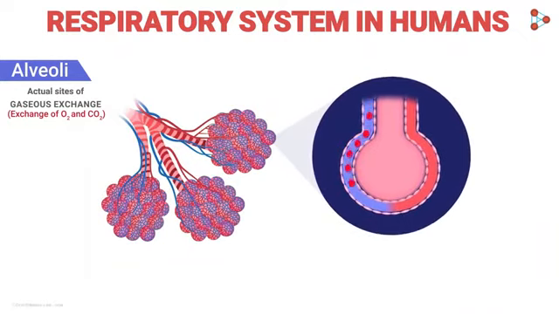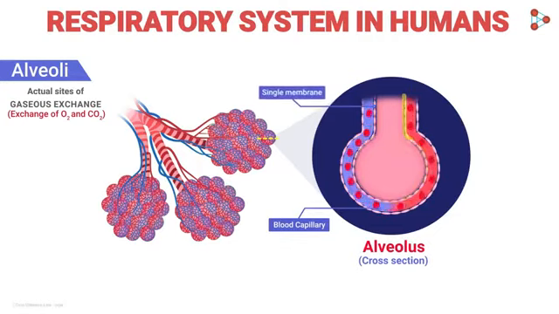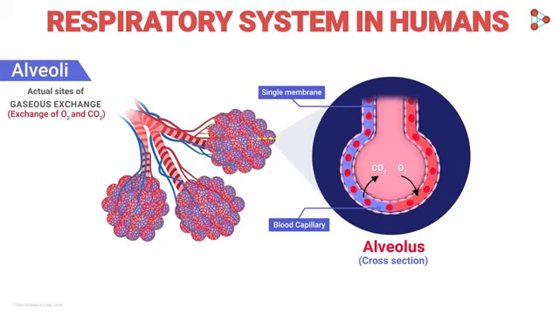If we zoom in to see a single alveoli, we find that the cluster is richly supplied with blood capillaries. A cross-sectional view of a single alveolus helps us understand that it's very thin and composed of a single-celled membrane. The extremely thin membrane helps in very easy exchange of gases between the alveolus and the RBCs flowing through the capillaries. The process of gas exchange occurs via diffusion.